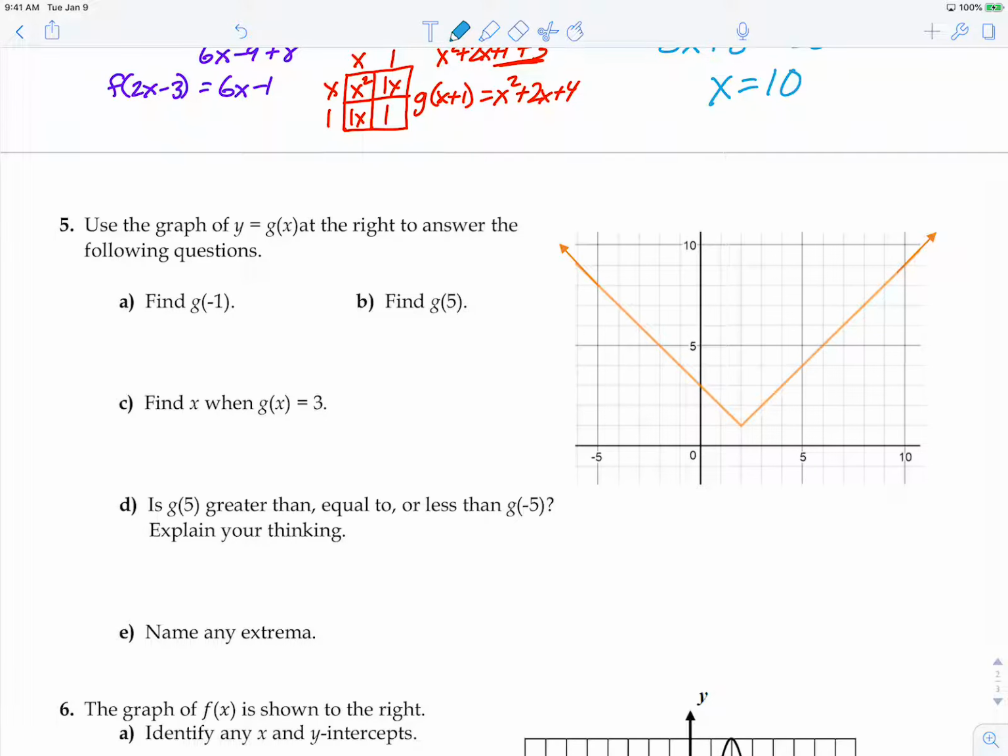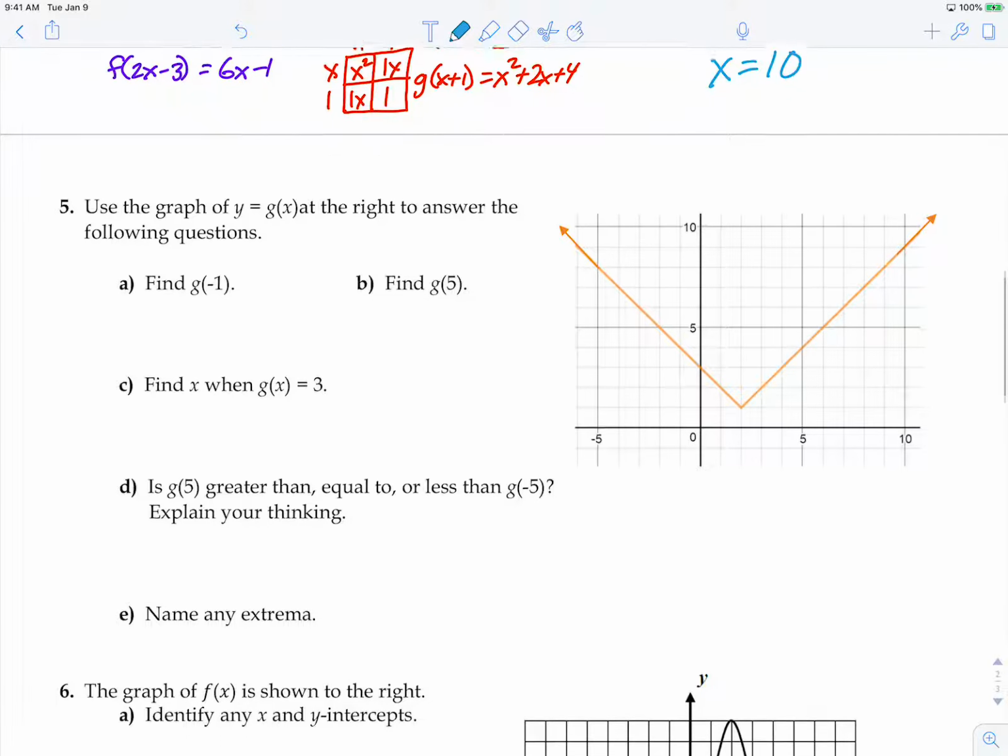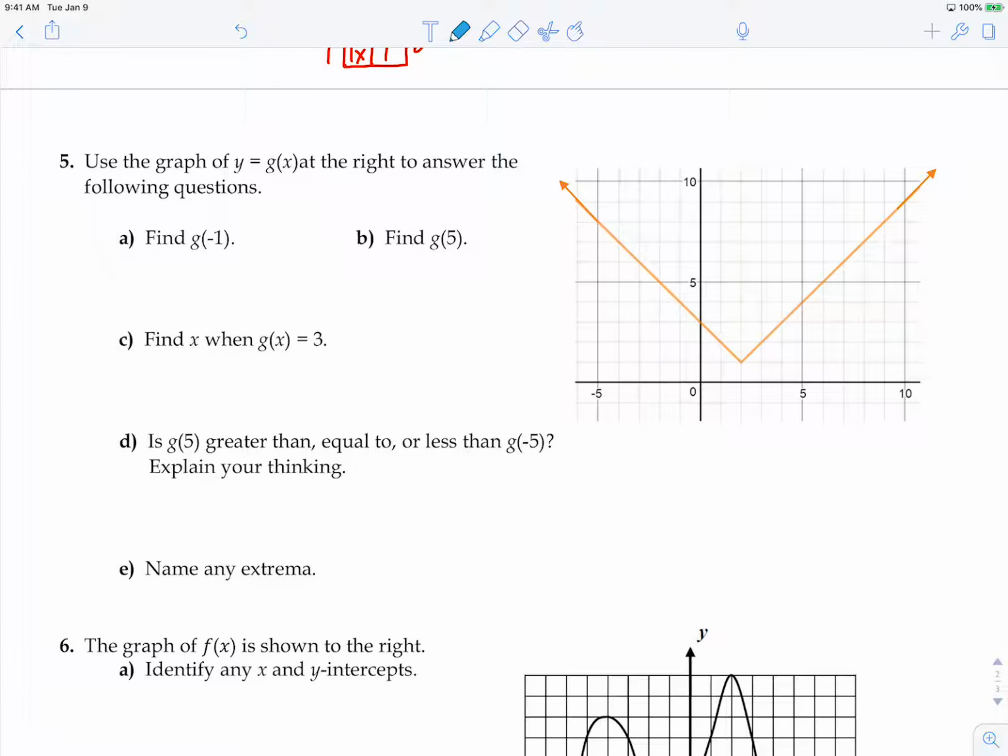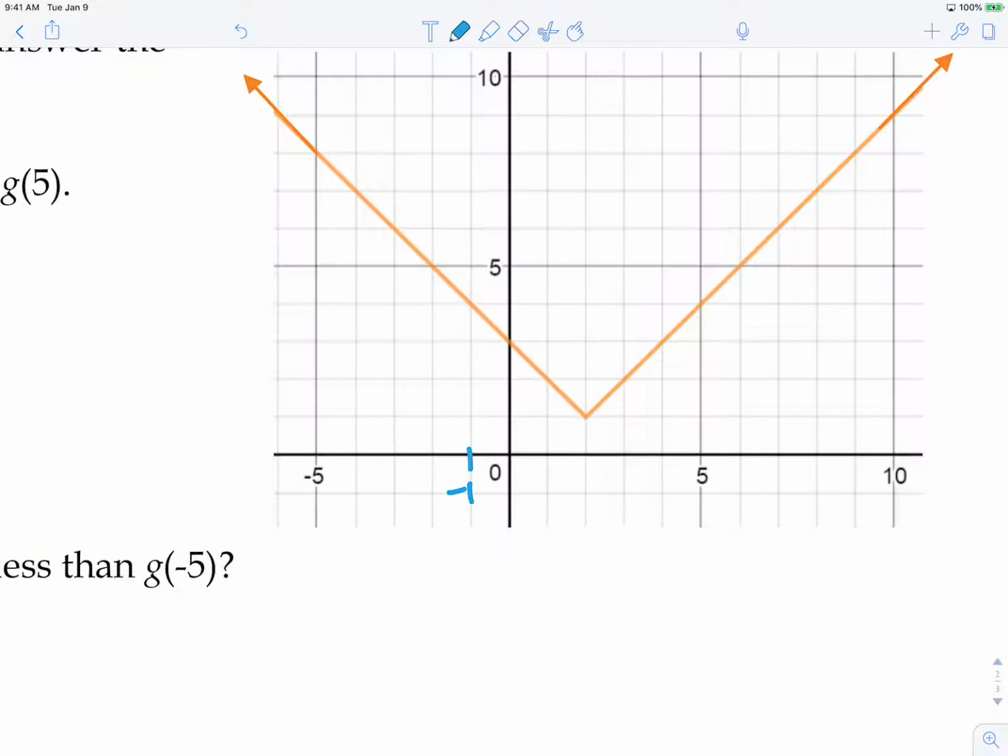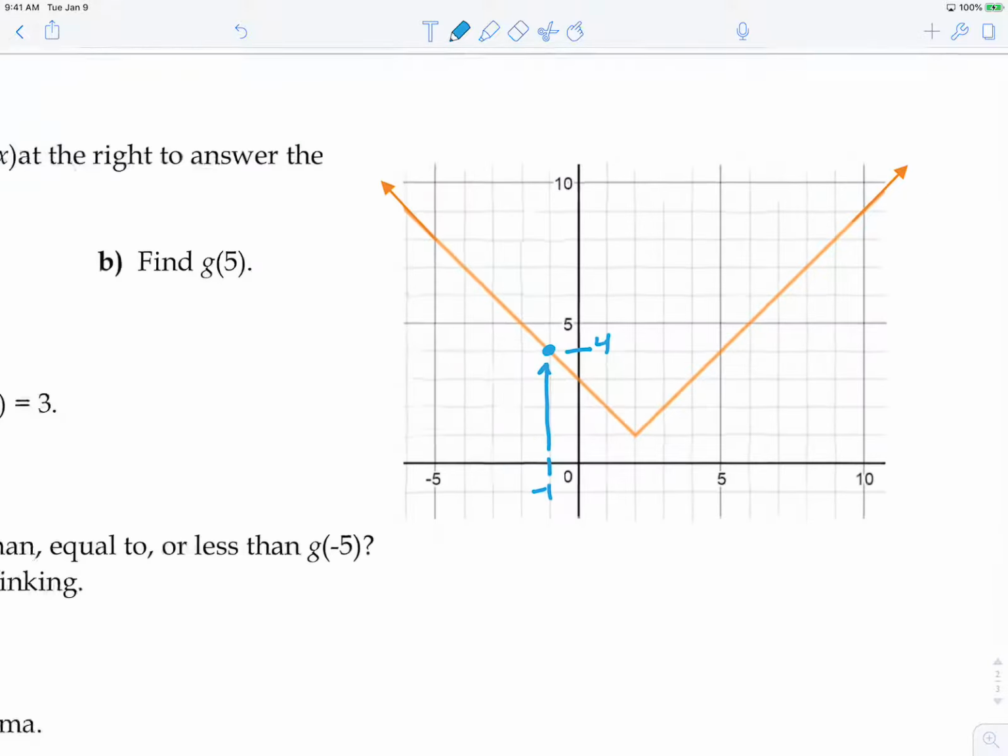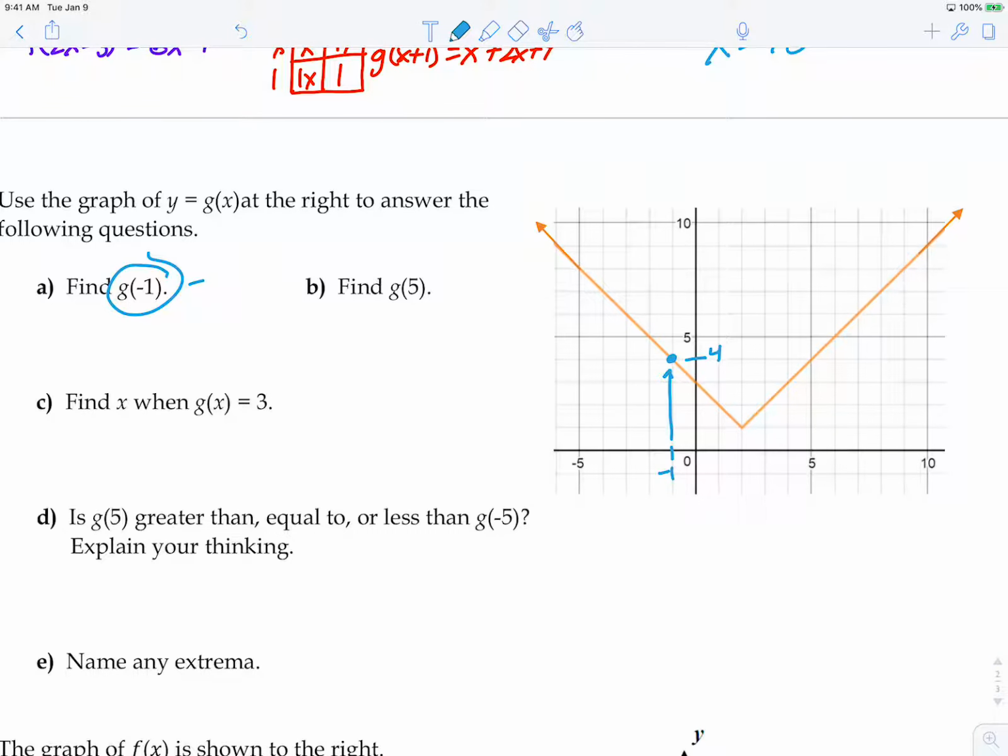Okay, turn it over. Problem number 5. Again, we're going to be using this graph to answer some questions. This is very much like the assignment I gave you guys that was the function practice tasks. So if we were to look at this graph and I wanted to find g of -1. So if I go over to my graph and I find -1, which is right here, the graph is up here at 4, which means that g of -1 equals 4.